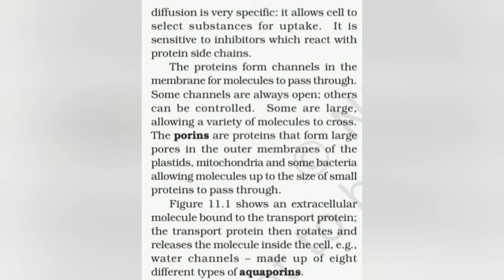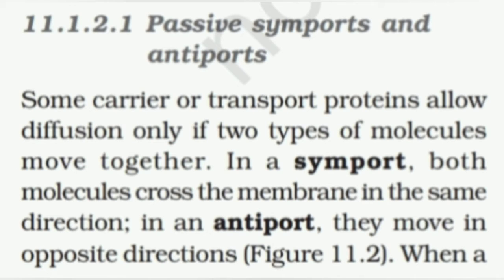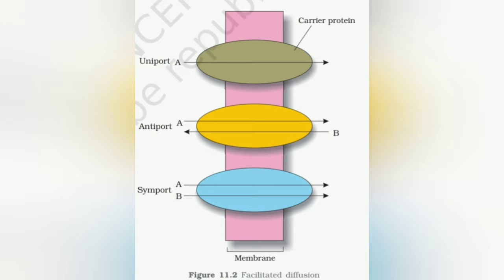Figure 11.1 shows an extracellular molecule bound to the transport protein. The transport protein rotates and releases the molecule inside the cell. Example, water channels made up of 8 different types of aquaporins. Passive symport and antiport: some carrier or transport proteins allow diffusion only if 2 types of molecules move together. In a symport, both molecules cross the membrane in the same direction, but in antiport, they move in the opposite direction, that is exchange. One goes in and one comes out. It is shown in figure 11.2.